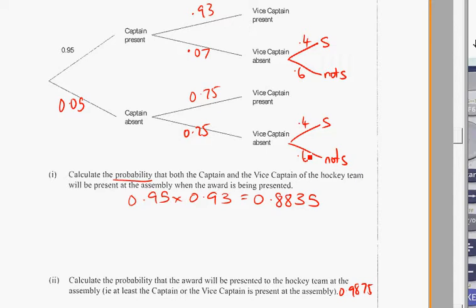And then part 3 says if the captain is absent, so that means we've gone this way. That's a given. If the captain is absent, what's the probability the vice captain will also be absent and not sick? The vice captain will be absent and not sick. So moving along those 2 branches, 0.25 times 0.6 gives me 0.15. That's for part 3 on the next page. We were told that the captain was absent, so we only needed to multiply these 2 branches together, not the 3rd one.